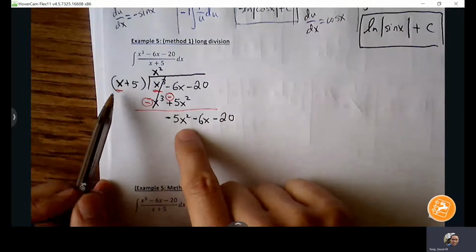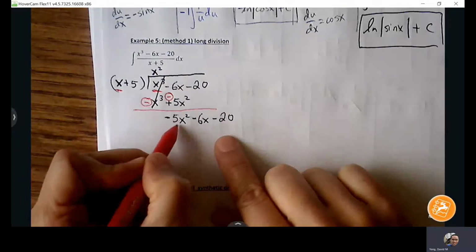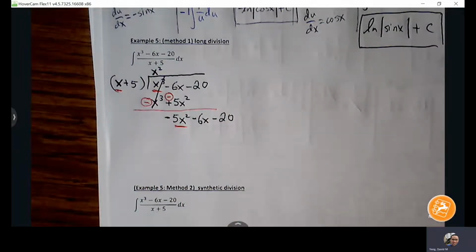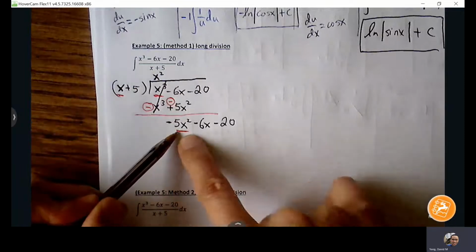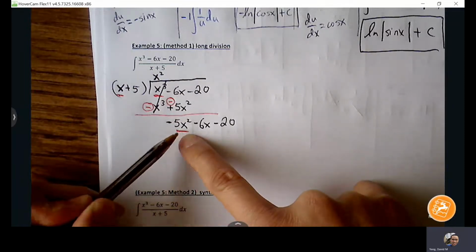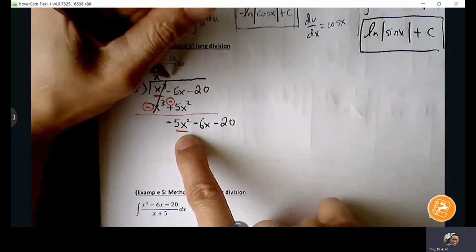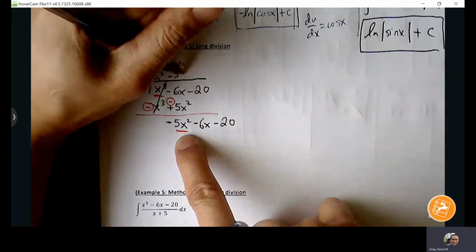Okay, so now we're back to the beginning. We're going to try to pair up information again. We ask ourselves, x times what gives us our new term that we're trying to match up with, negative 5x squared? Negative 5x. So put in negative 5x next up.